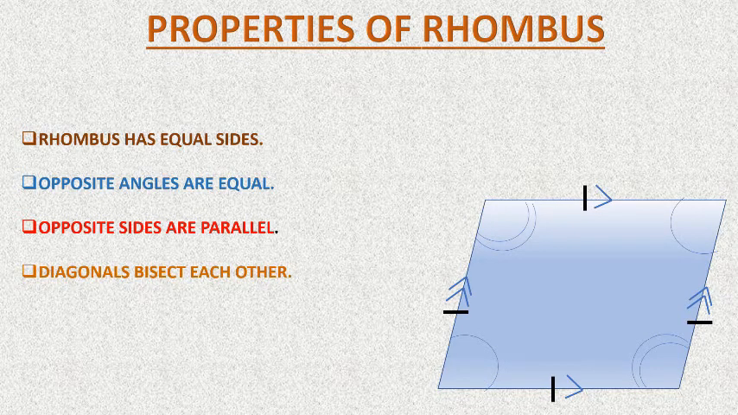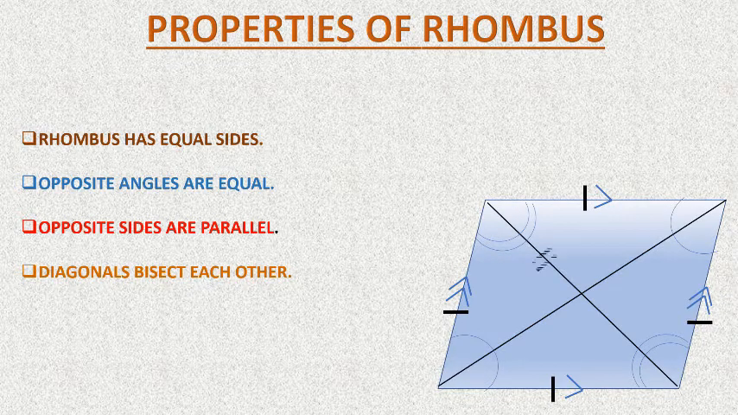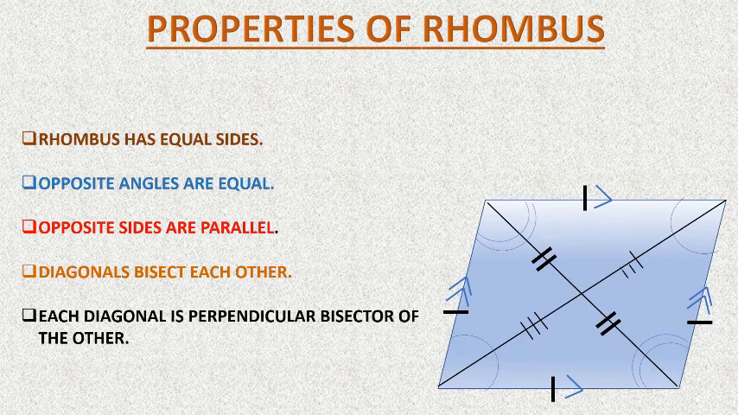Diagonals bisect each other. If we draw the diagonals, they bisect each other, means they divide each other in equal lengths. And the last we have, each diagonal is the perpendicular bisector of the other, means they intersect at 90 degree. I hope you have understood.